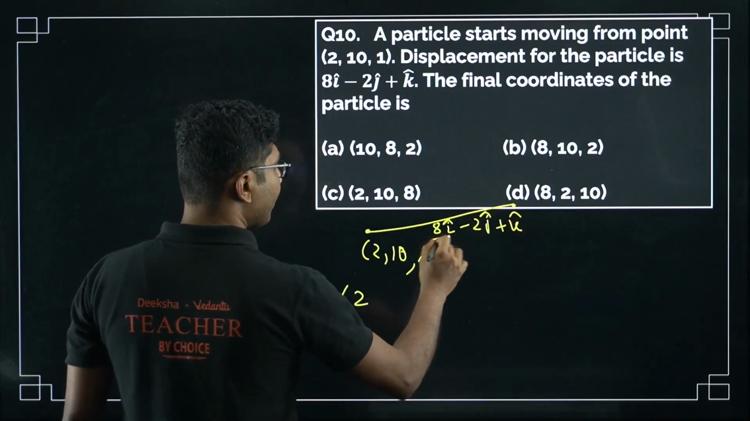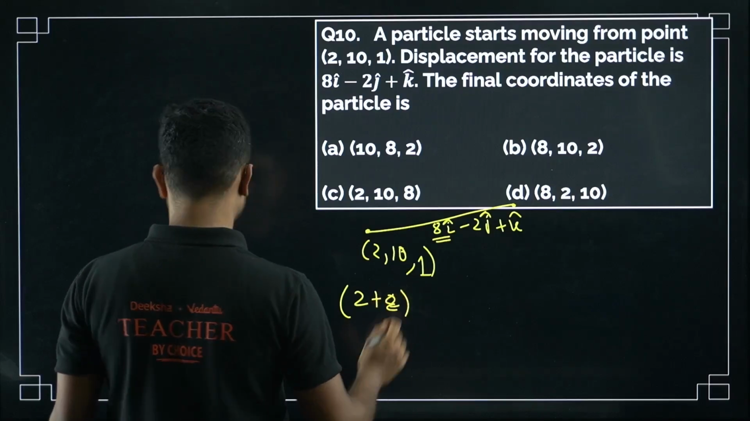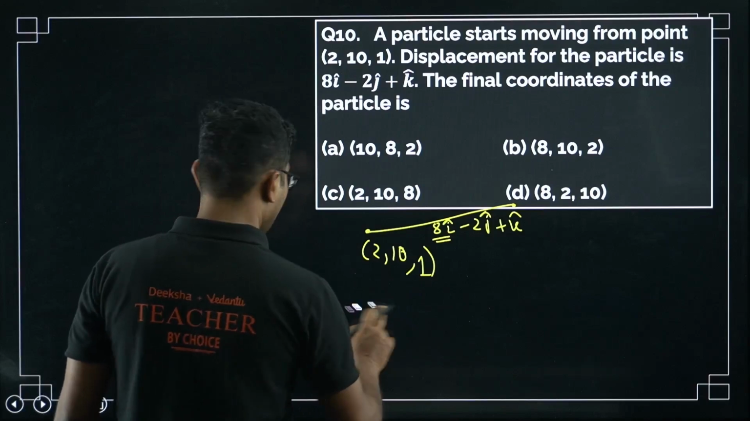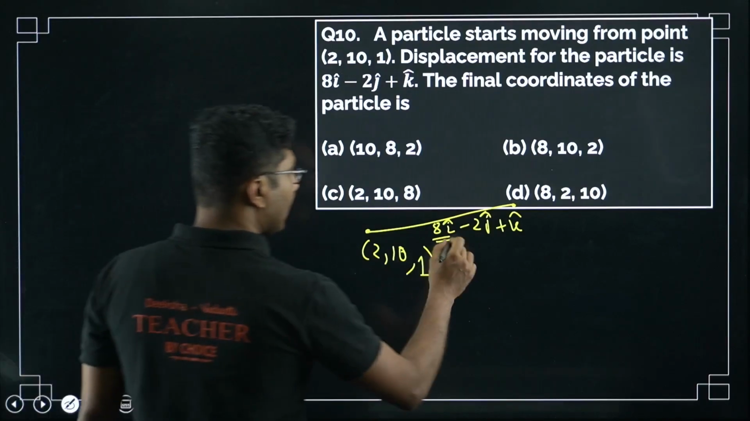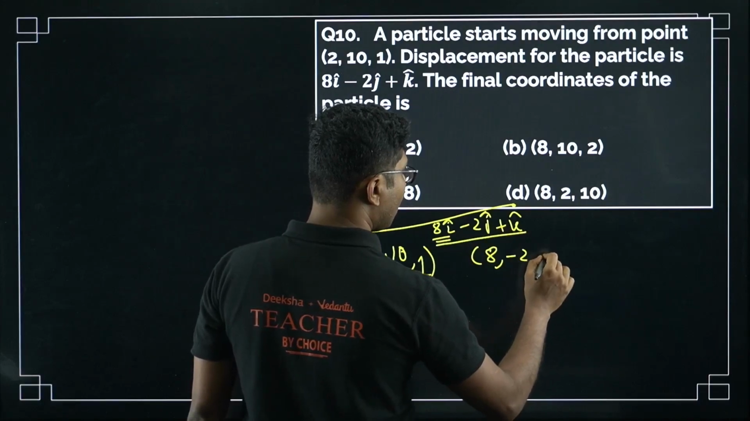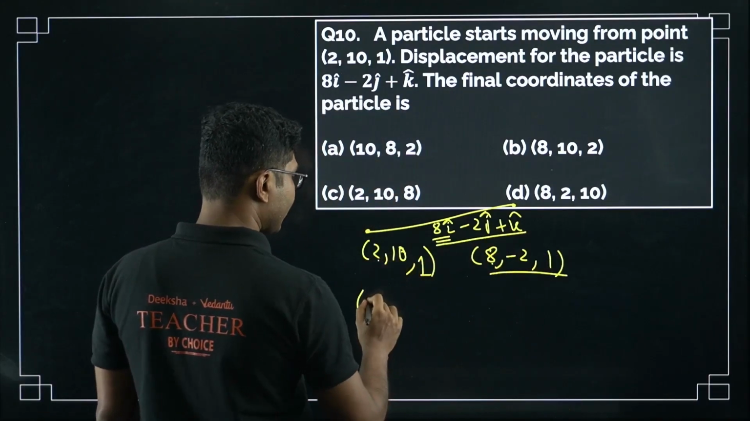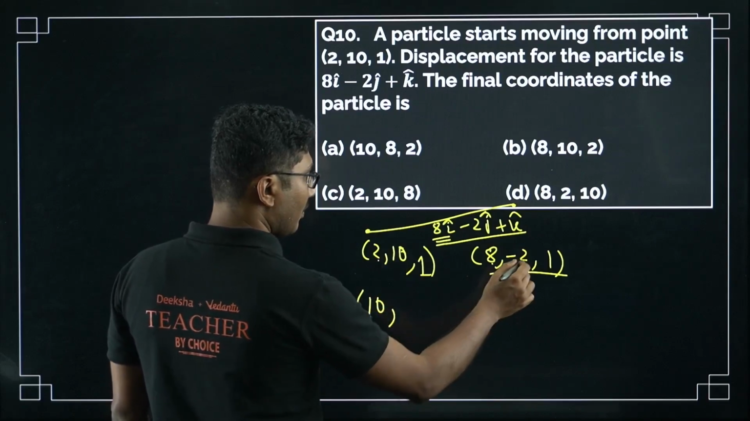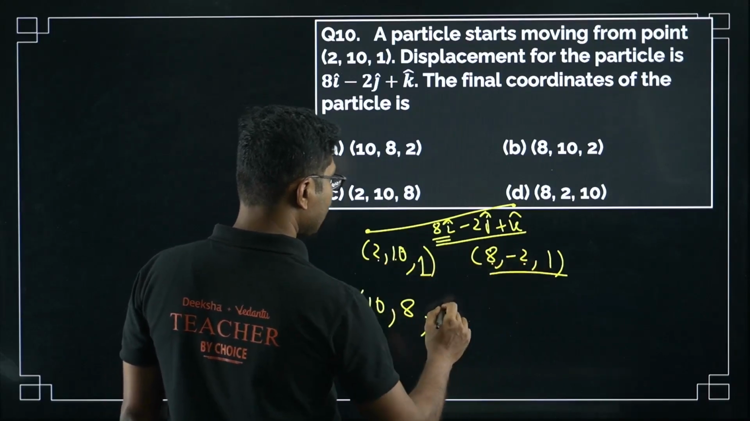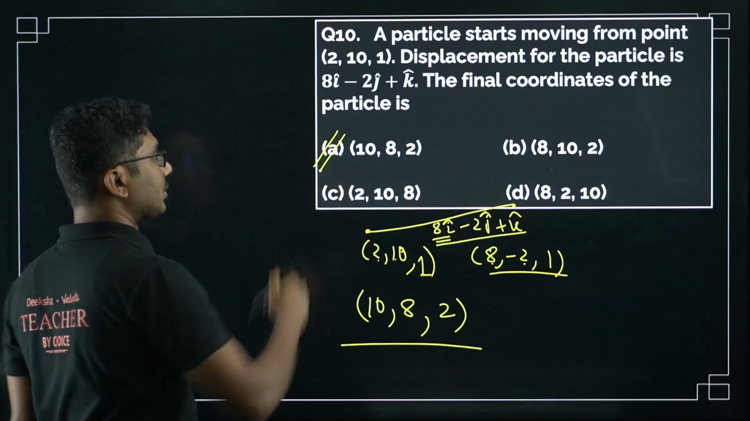What you have to do? You have to add this number with this, 2 plus 8. So you have to just add. Now you can consider this to be a coordinate 8, minus 2, 1. That is the displacement. So you just need to add them. 8 plus 2 is 10, minus 2 plus 10 is 8, 1 plus 1 is 2. So 10, 8, 2 is the final position of the particle.